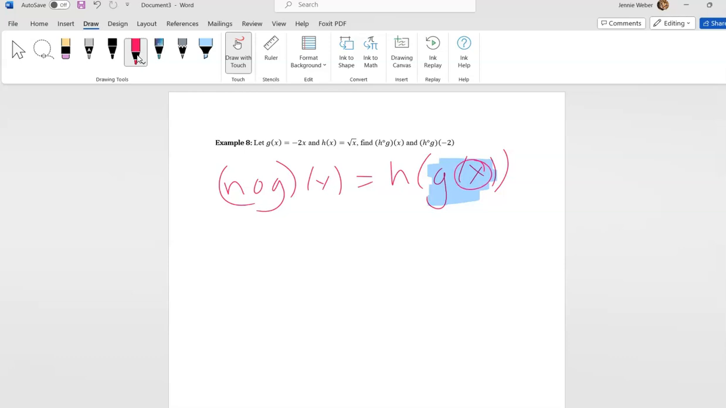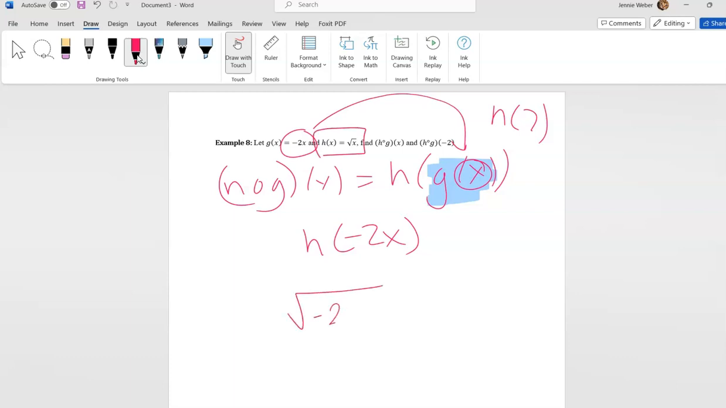So this tells me to put x in. It's already there. So I'm going to take g of x, which is right here, and I'm going to plug it in. I'm just substituting, just like I would a 2. If this was h of 2, right, you just plug a 2 in. Same thing here, only I'm plugging in a negative 2x. Okay? Now I need to plug this into where? Into here. So this is going to be the square root of negative 2x.